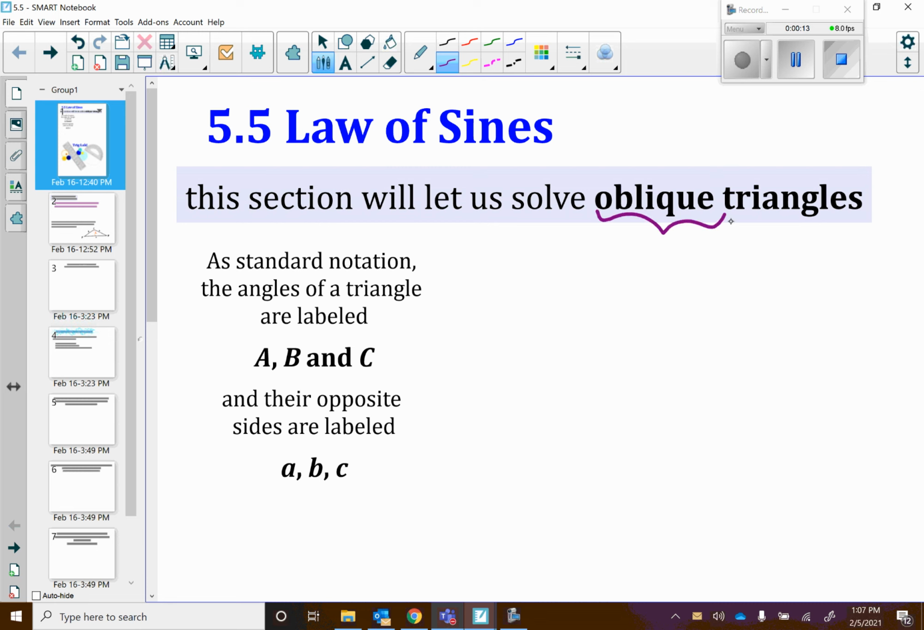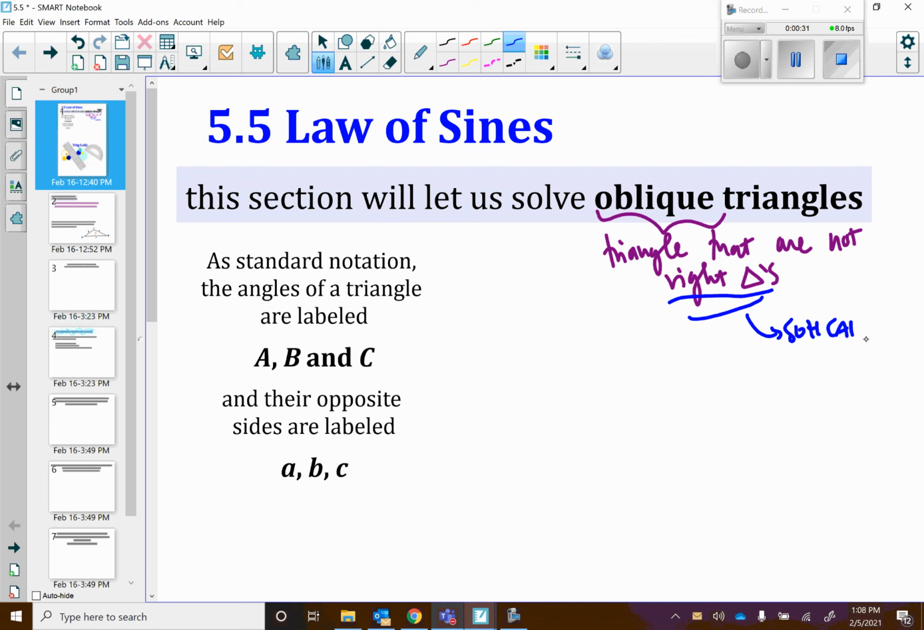Oblique triangles are triangles that do not have a right angle, or we could say triangles that are not right triangles. If we have a right triangle, we can solve using SOHCAHTOA. But if we don't have a 90-degree angle, those ratios do not hold and we can't use that. So we need to talk about the notation of these triangles.